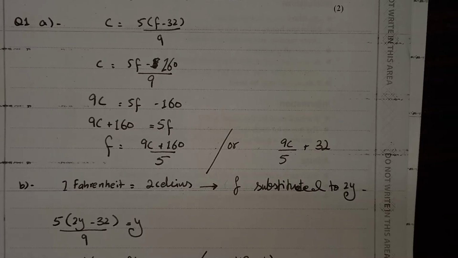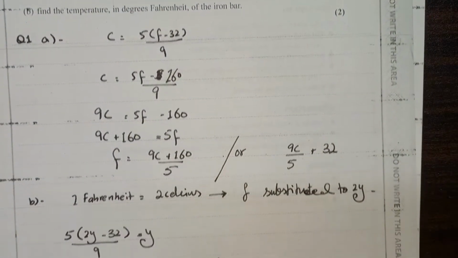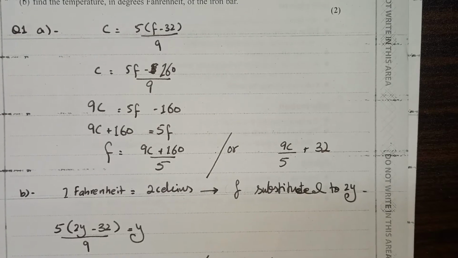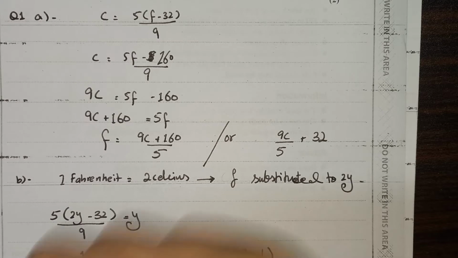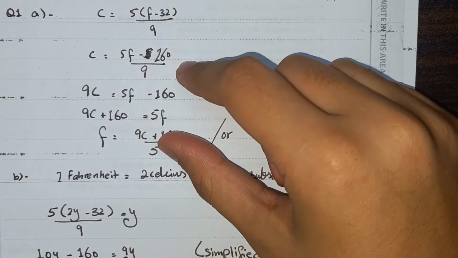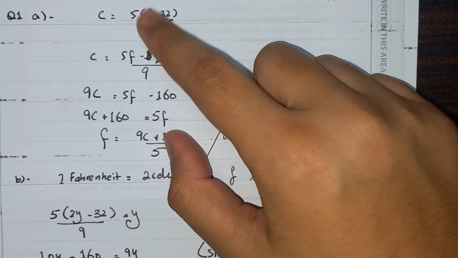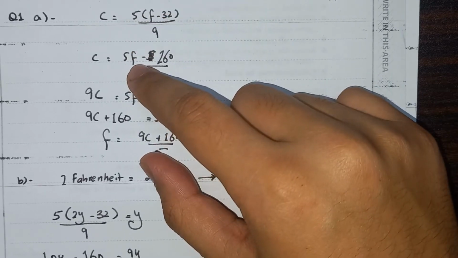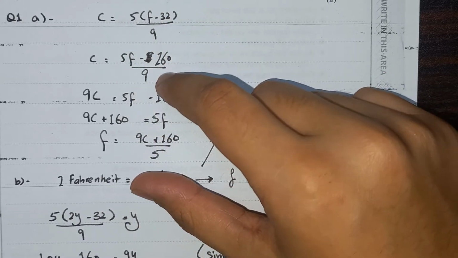And for our first part, well, simply they have asked us to make F the subject, and our given equation was C is equal to 5 multiplied by F minus 32 whole divided by 9. And first off, we opened the brackets by multiplying 5 to F and minus 32. So 5 multiplied by F was 5F, and 5 multiplied by minus 32 is minus 160 whole divided by 9.